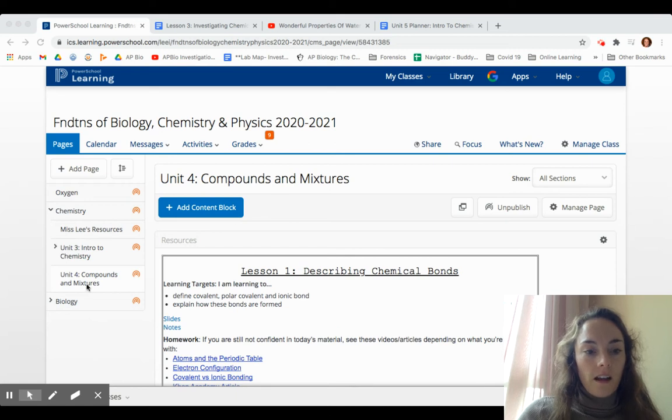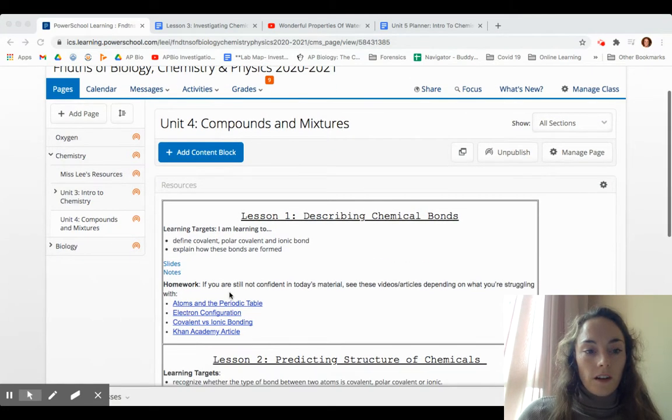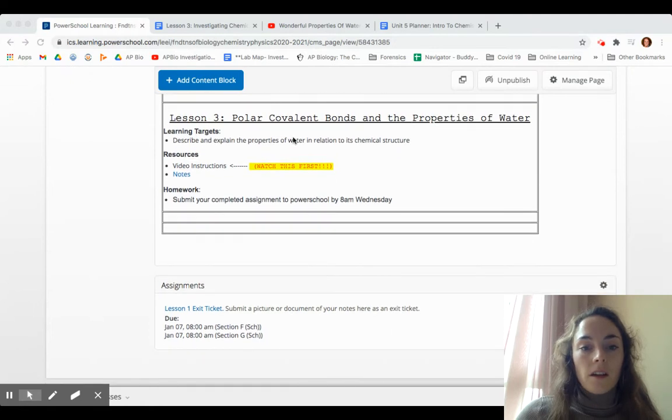Right, grade 9s. I'm going to show you what your lesson is for today. Even though this is asynchronous, we're still treating this as a lesson. So I'm going to have you click on Unit 4 on Power School. Here we have our lesson. Scroll down to Lesson 3. This is about polar covalent bonds and the properties of water.